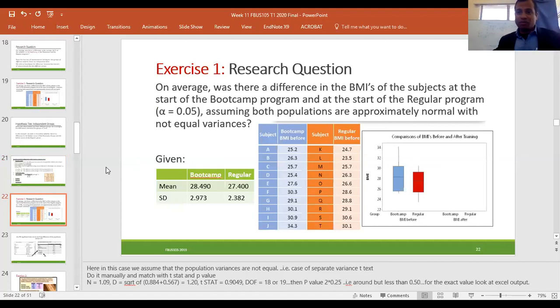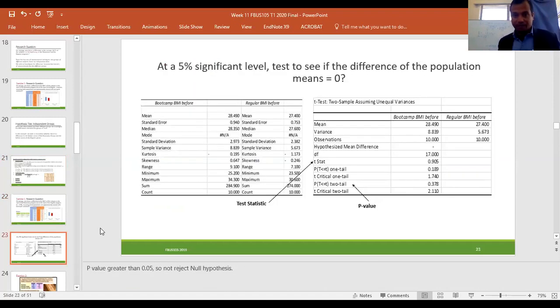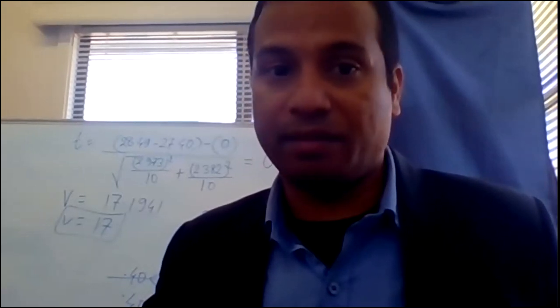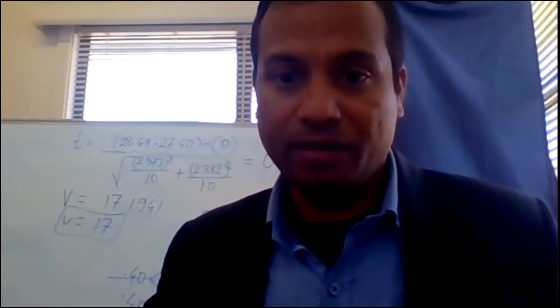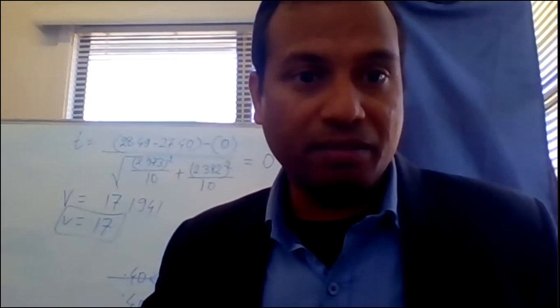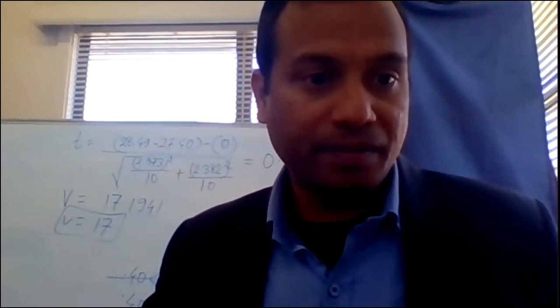Did you get that conclusion? Non-rejection of H0? Let's do this one, the same sum using the Excel sheet. I'm showing you here. I'm trying to do the same thing using the Excel sheet.